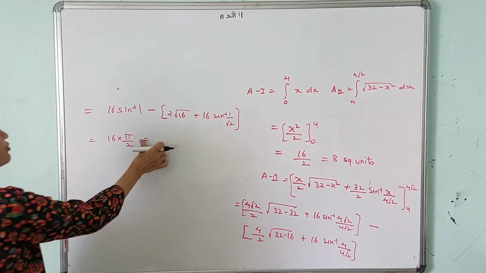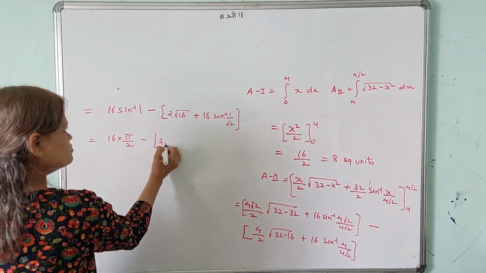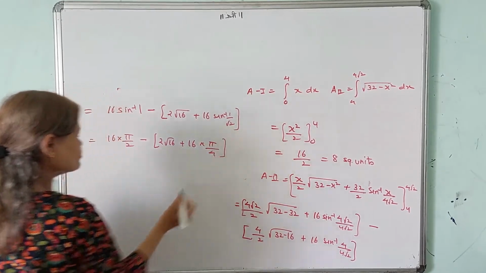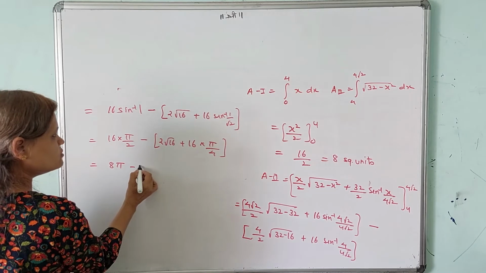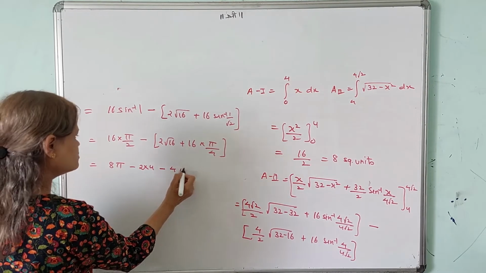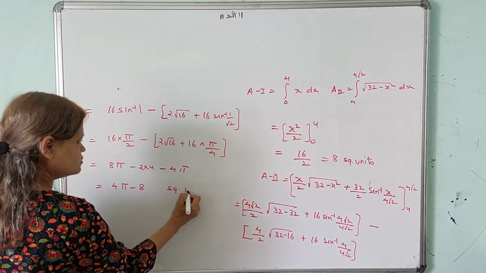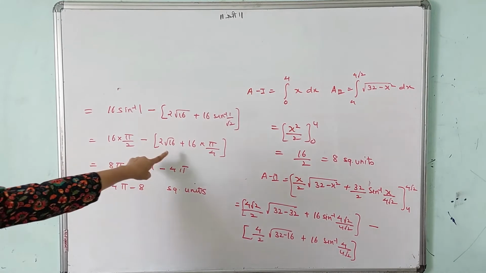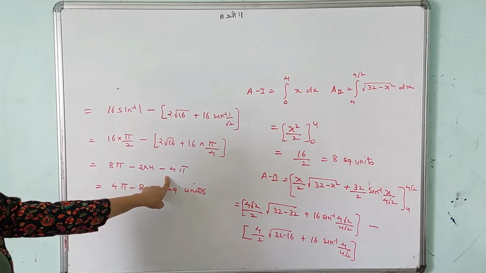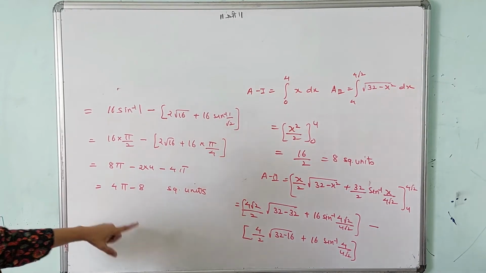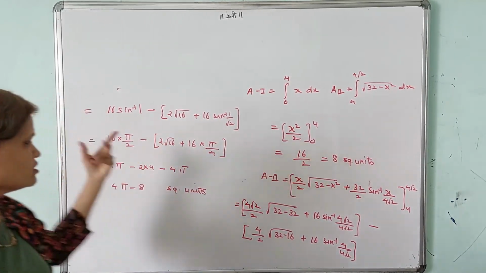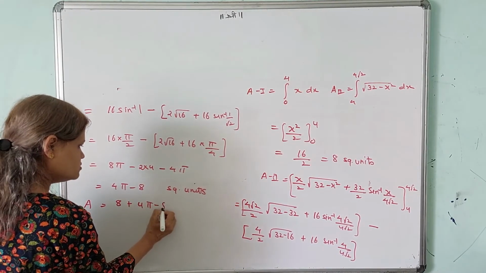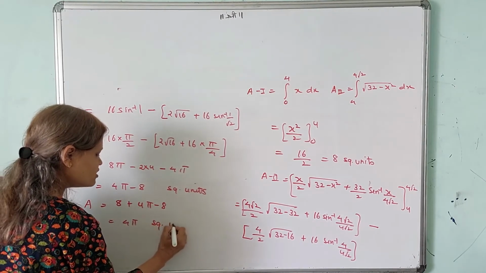Sine inverse 1 is pi by 2. Sine inverse 1 by root 2 is pi by 4. So after simplifying, you will get 8 pi minus 8 and this is minus 4 pi. So that means 4 pi minus 8. So this was area under 2. Area 1 we got 8. So total area or required area is, we will add. Answer is 4 pi square units.